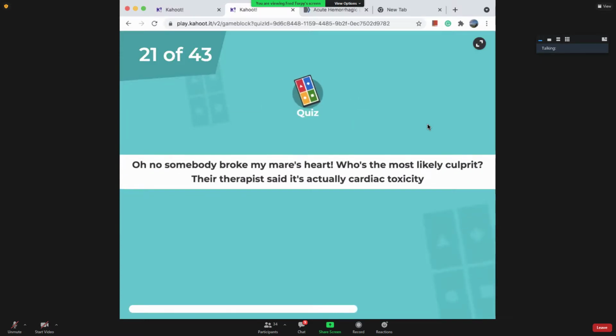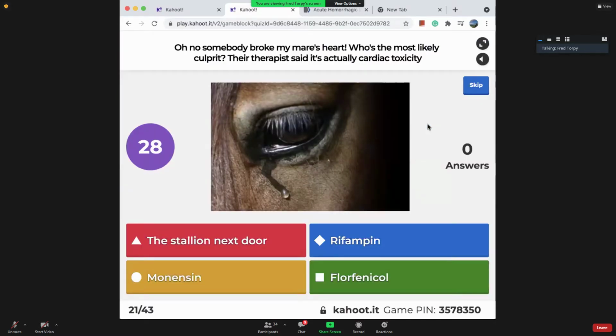Oh no. So your mare has a broken heart, and it's actually just cardiac toxicity. It's obviously the stallion next door. Yeah, it could have been. And is there a horse person here who can say if horses actually cry, or if this is just sweat and a misinterpreted photograph?